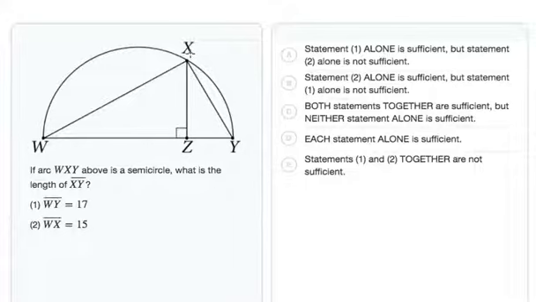So we can go ahead and just draw this in so we don't forget that this big triangle is actually a right triangle right here, with this angle being a right angle. So this implies that triangle WXY, the entire big triangle inside, is actually a right triangle. We can use the Pythagorean theorem to solve for the side lengths of the triangle.